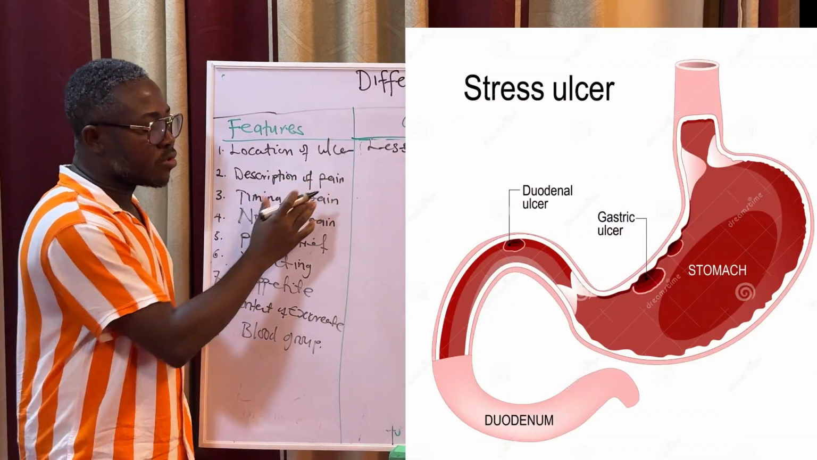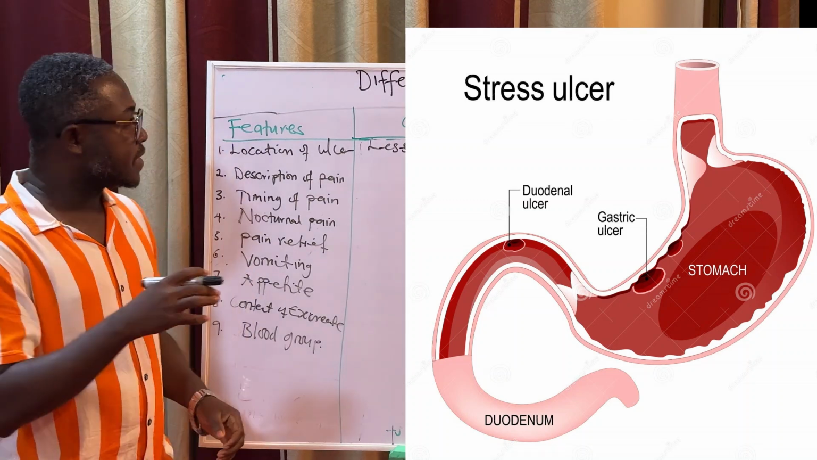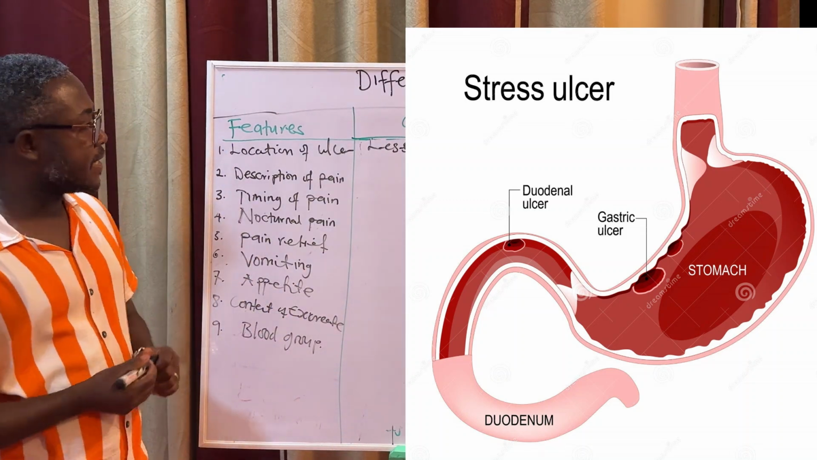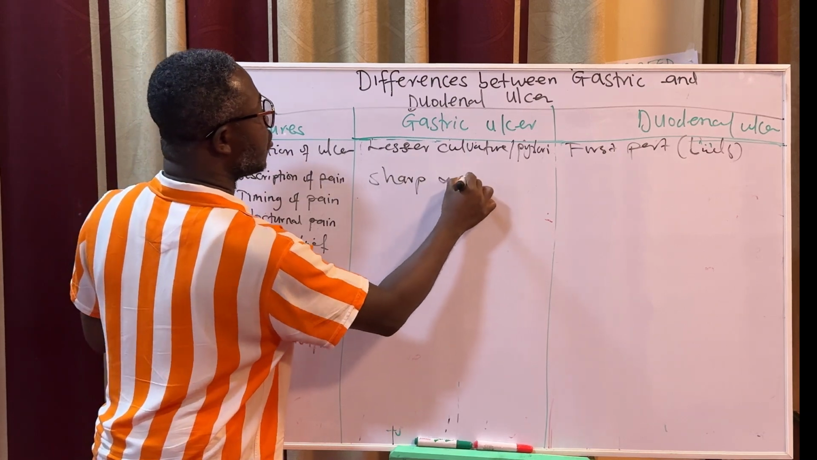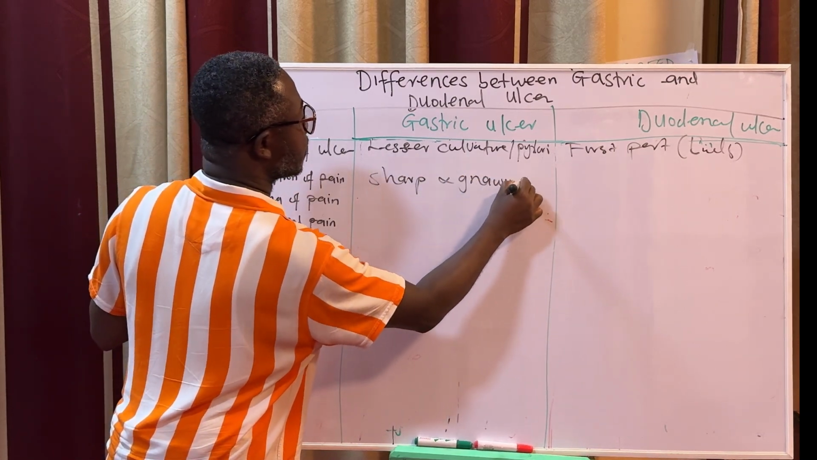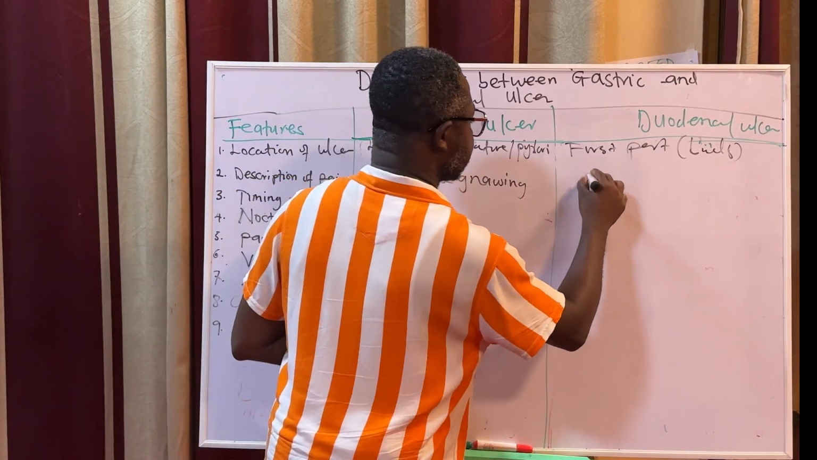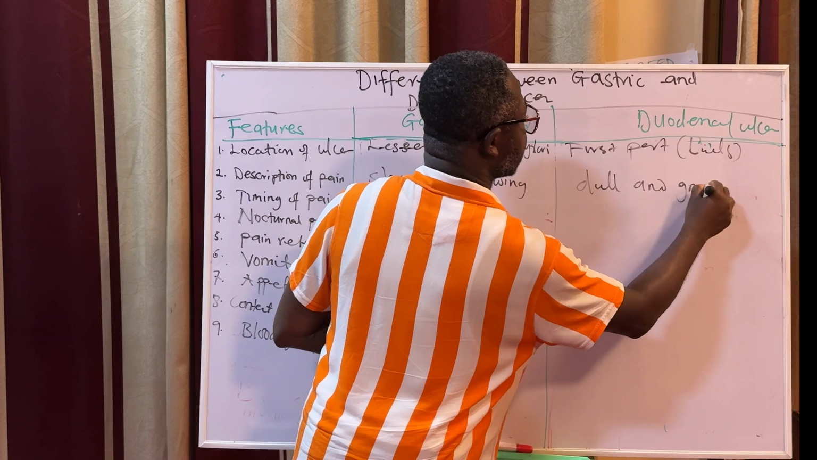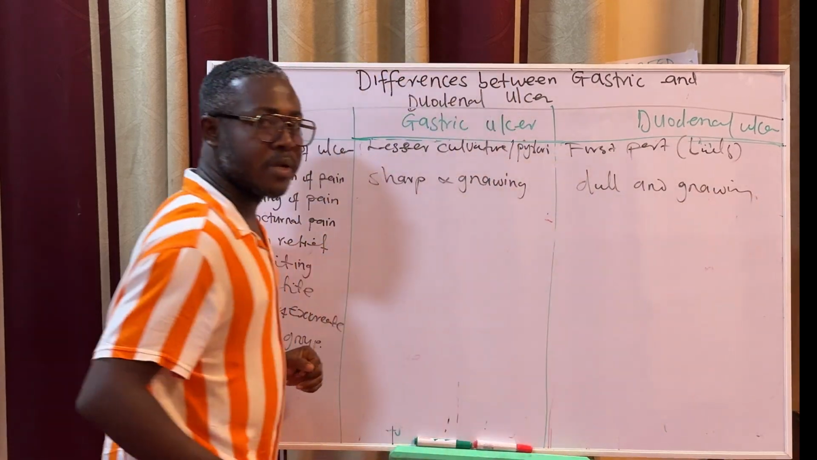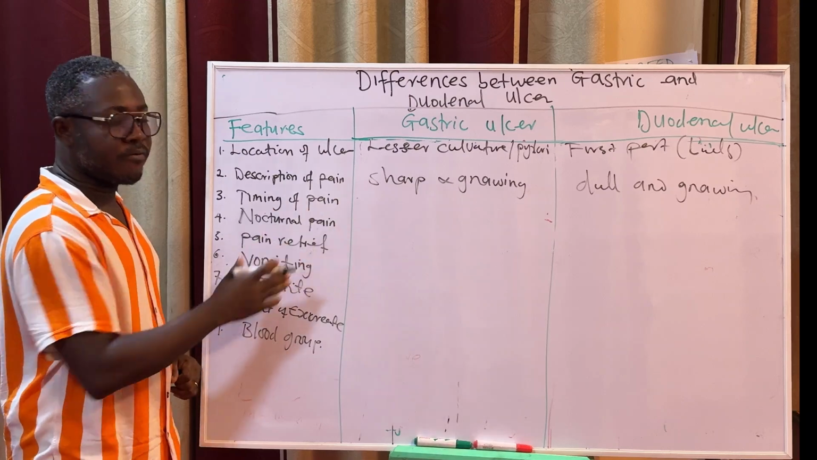Now, the description of the pain. And so with the gastric ulcer, this pain is usually sharp and gnawing. And then with the duodenal ulcer, it is dull and also gnawing. Now, let's look at the timing of the pain.